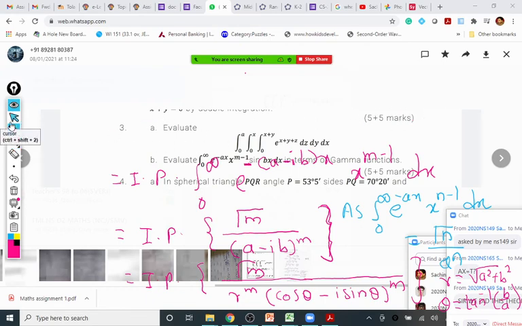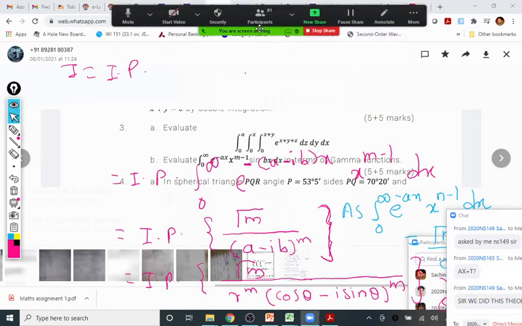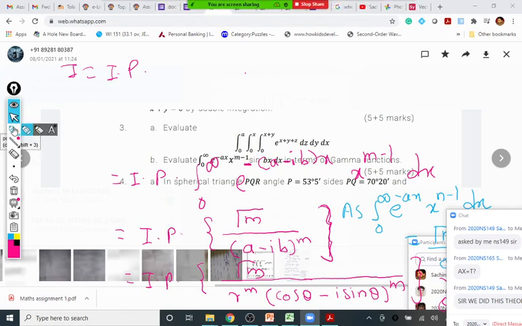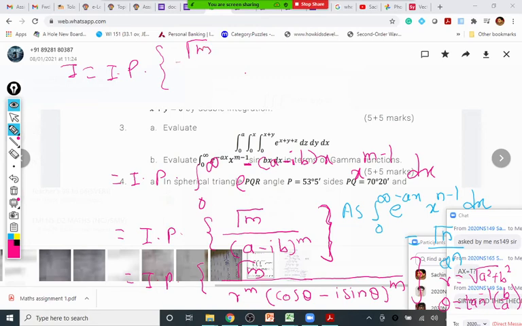So let me write again on the top here. I'm going to take the value of the integral again as the imaginary part of, let me write the bracket. So this is gamma m upon r raised to m, and now this is cos m theta minus i sin m theta.